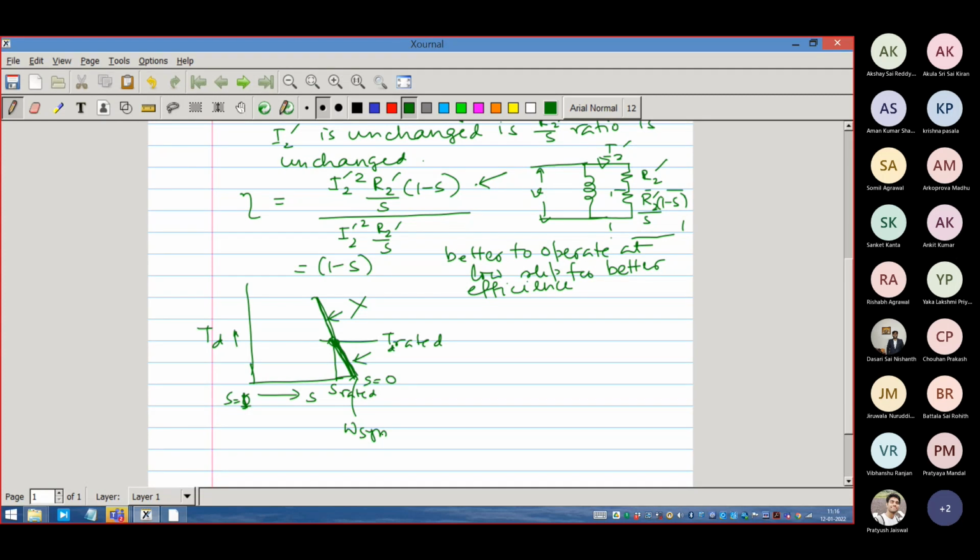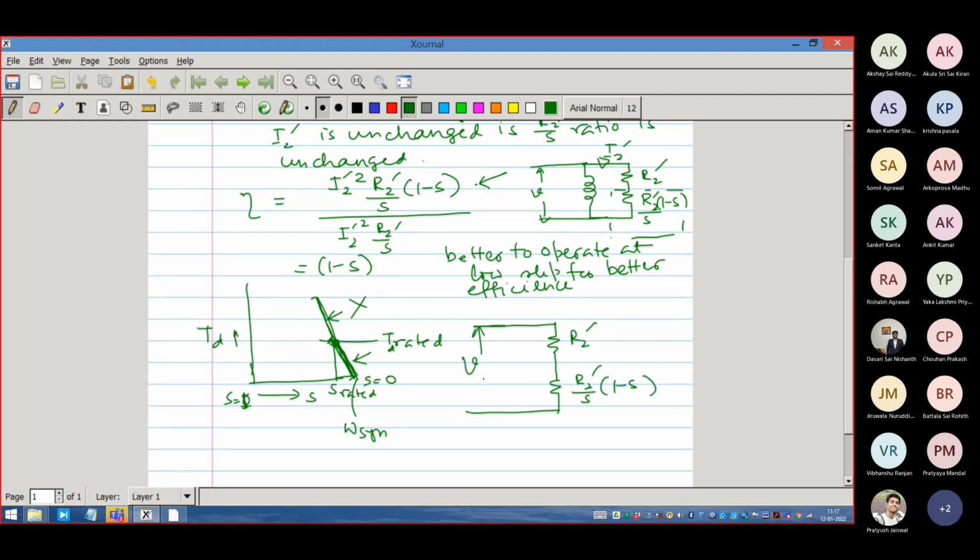Now, if we are working at very low slip, what is the effective equivalent circuit of the machine? Because all other values are small, R1, E, X1, E are very small. So what is the effective equivalent circuit? The effective equivalent circuit is simply resistive, where this is R2 dash and this is R2 dash by S into 1 minus S, and this is the supply voltage.